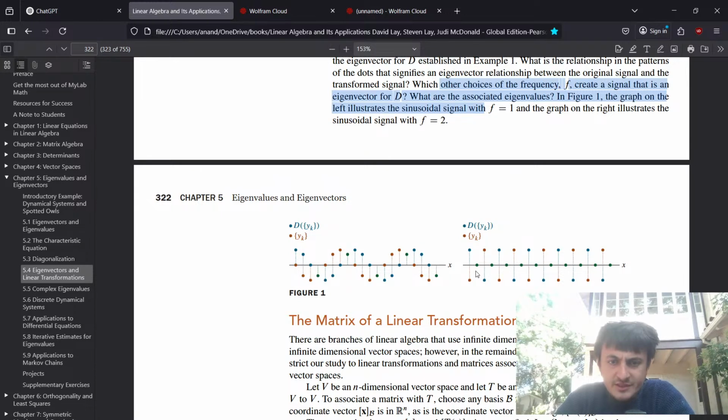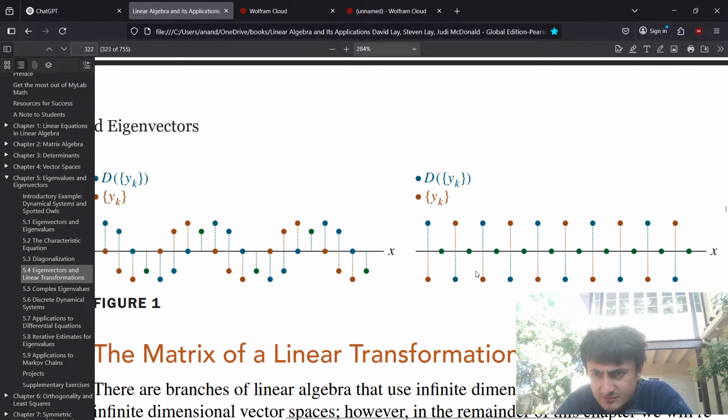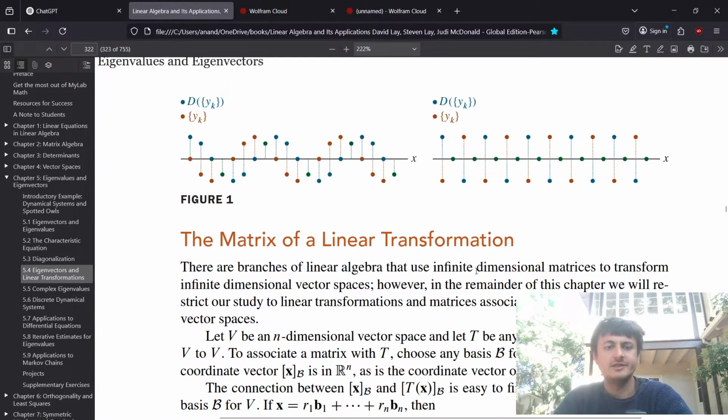What are the green dots? Is that green or am I tripping? It looks green. All right.